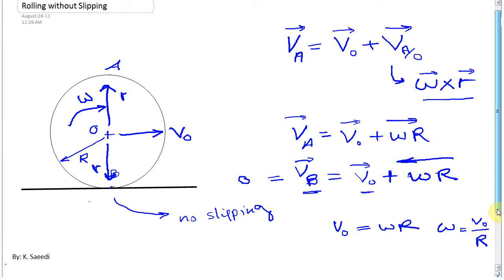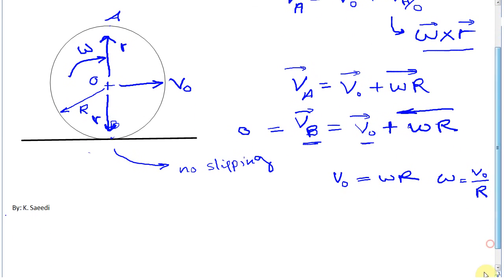This is the equation that is always correct for the no slipping condition. The angular velocity of the object is equal to the velocity of the center over R, or the velocity of the center is equal to the angular velocity times the radius.